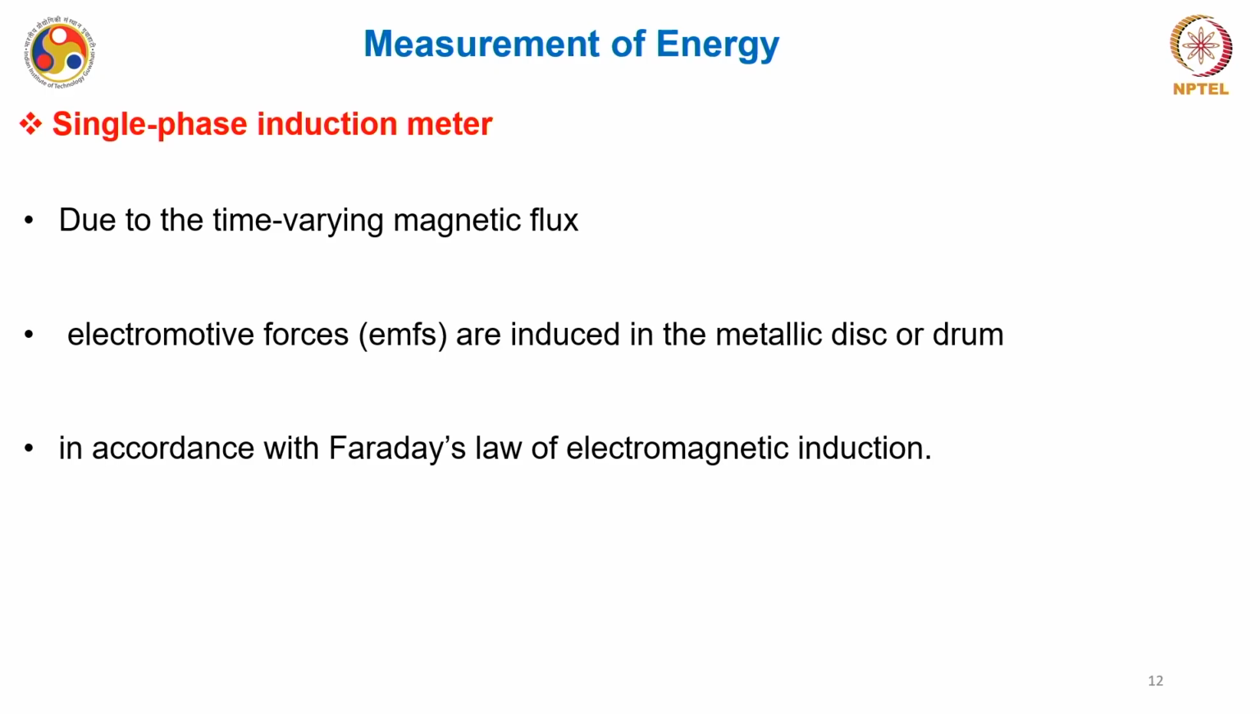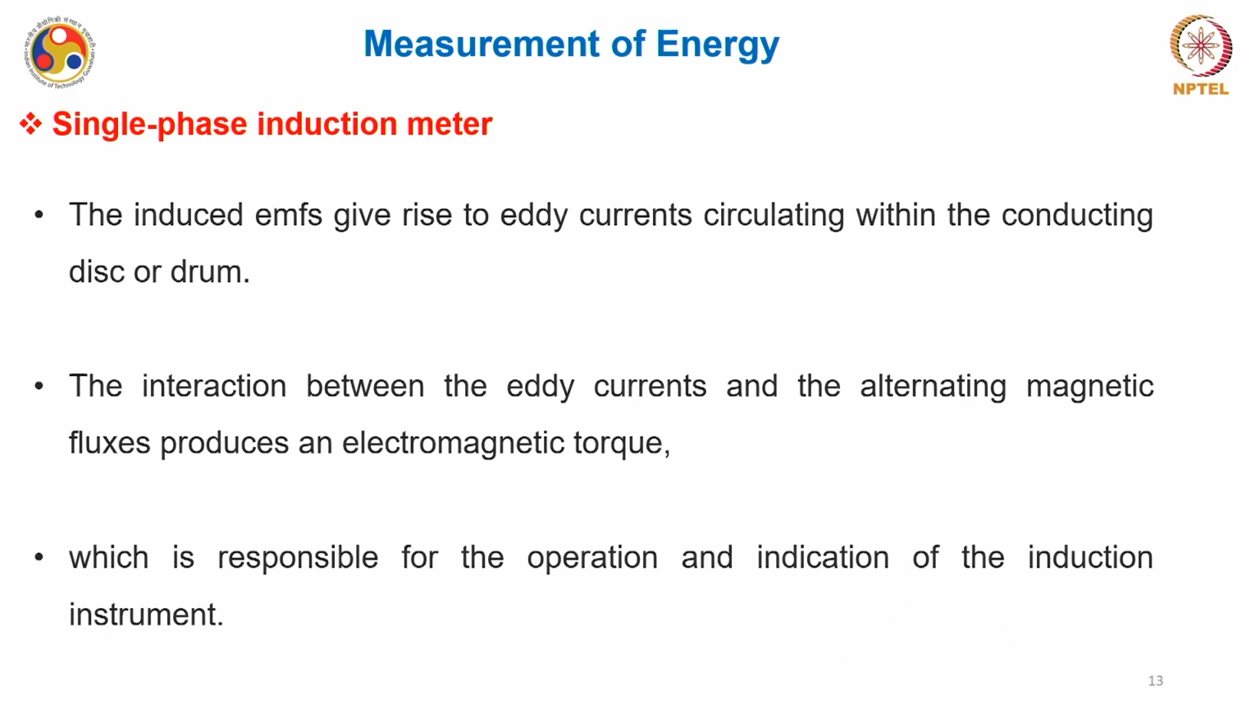So, we know that E is equal to minus d phi by dt from Faraday's law, and accordingly you have an induced EMF in the disc because of both the fluxes. Now, the induced EMF gives rise to eddy currents circulating within the conducting disc. And the interaction between the eddy currents and the alternating magnetic fluxes produces electromagnetic torques.